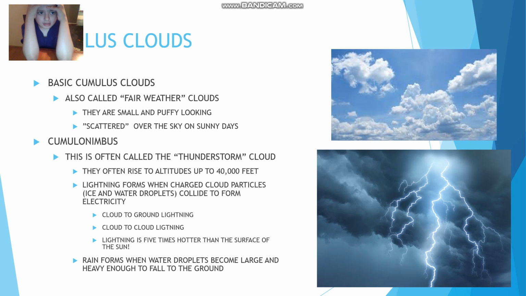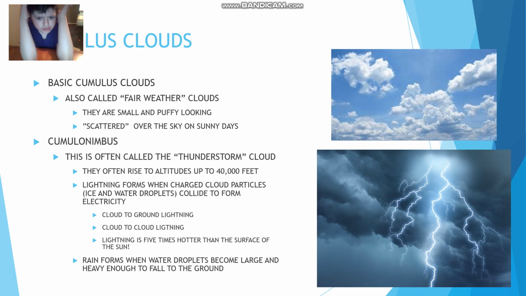Cumulus clouds. Basic cumulus clouds, also called fair weather clouds, are small and puffy and look scattered over the sky on sunny days. Cumulonimbus clouds. Now, there are actually two different clouds: basic cumulus clouds and basic cumulonimbus clouds. But let's read about cumulonimbus clouds. They're often called the thunderstorm cloud. They often rise to altitudes of up to 40,000 feet.